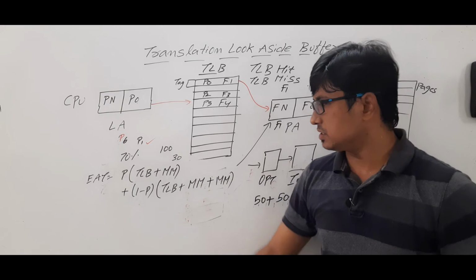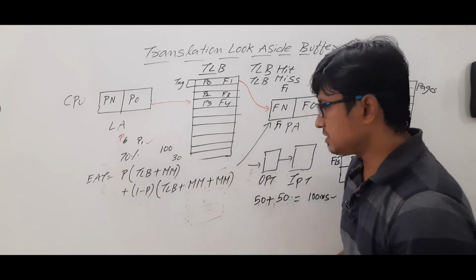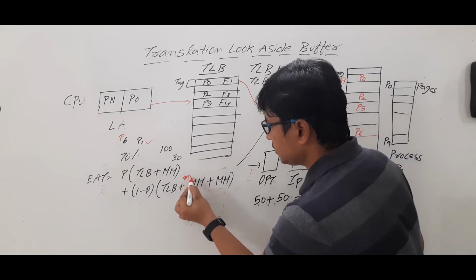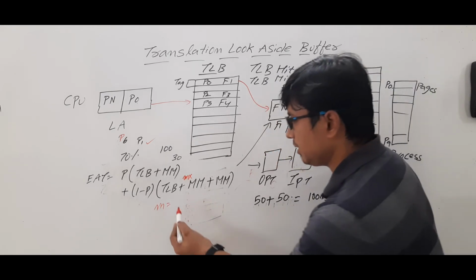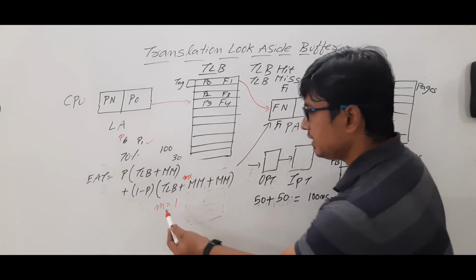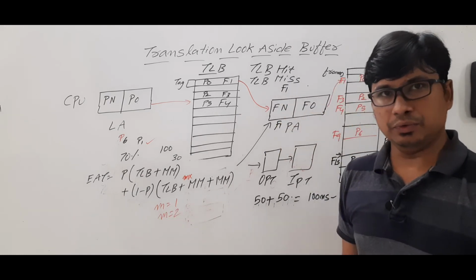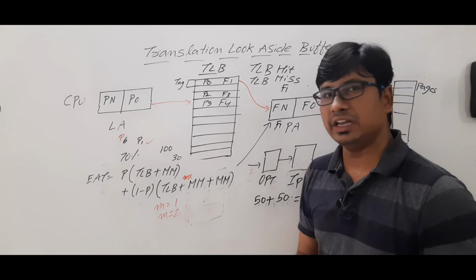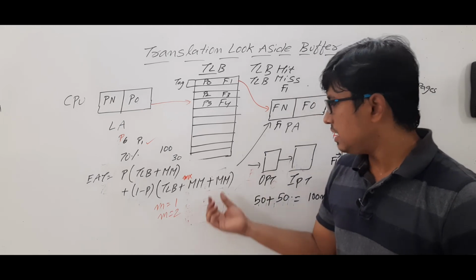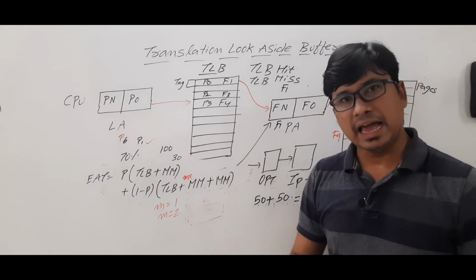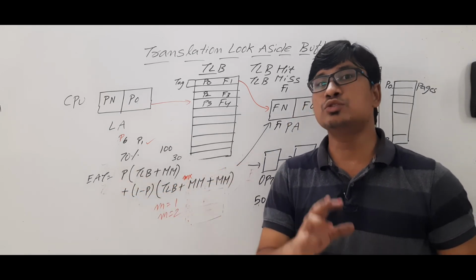If it is single level paging, and if it is multi-level paging, you can keep m into main memory access, where small m is equal to the number of page levels. If m is equal to 1, it is single level paging. If it is two-level paging, then the m value will be 2. Is it clear? Are you able to understand? You can keep small m into main memory access, where m is the number of page levels, and then you have the main memory access. Is it clear? Now, this formula will work whenever there is no page fault.